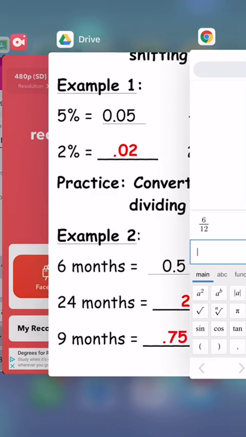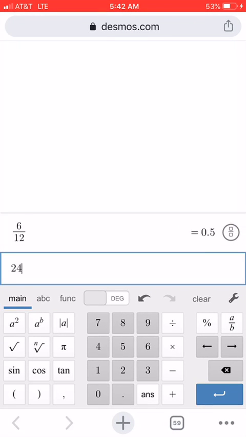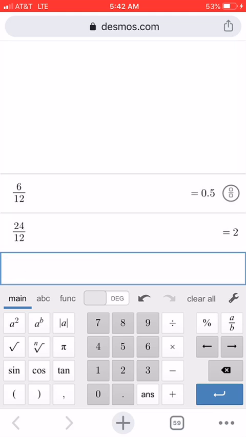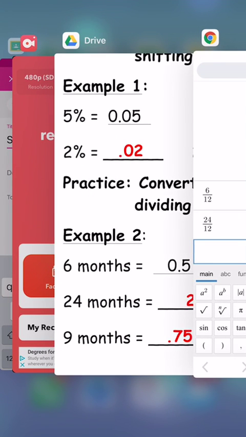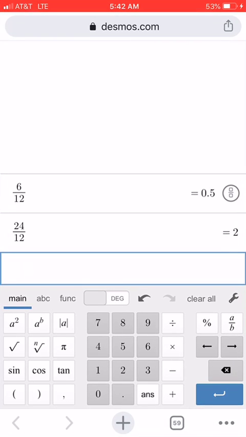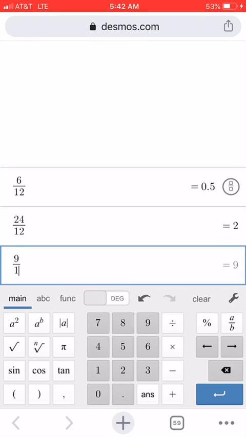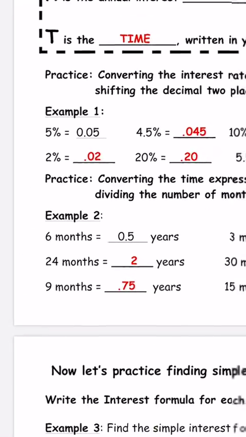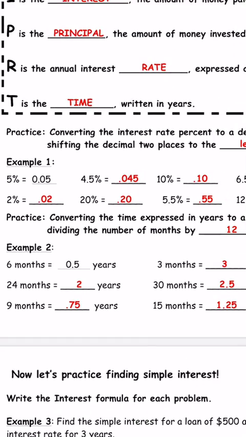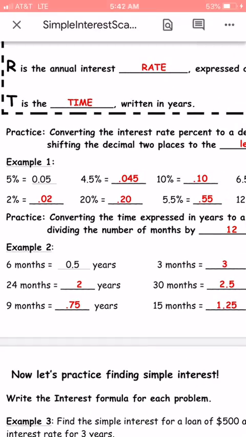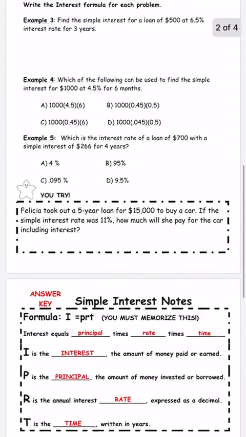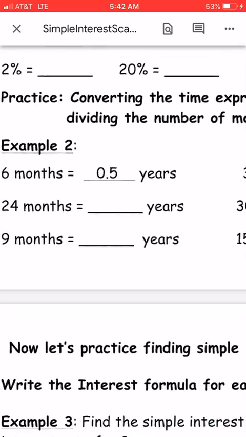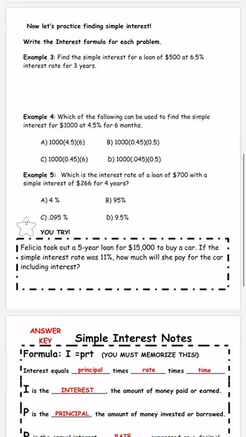Let's try 24 months. 24 divided by 12. 2. There's the answer. And the last one, 9 months. 9 divided by 12. 0.75. And that's how you get those. Okay, so if you want to practice those, you can go ahead and practice those. And if you want to fill it in straight right here, you can, or you can print it out using those 3 dots at the top.